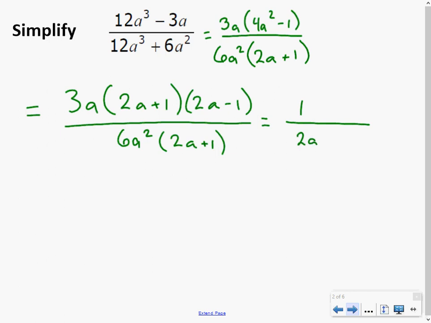So the other thing that you might have noticed was we have a factor of 2a plus 1, top and bottom. So we can cancel those out because anything divided by itself is really just 1. So that's going to leave us with a factor of 2a minus 1 in the numerator and 2a in the denominator. So that would be the simplified expression. Okay, so really we could just write it as 2a minus 1 over 2a. And that would be our final simplified form.